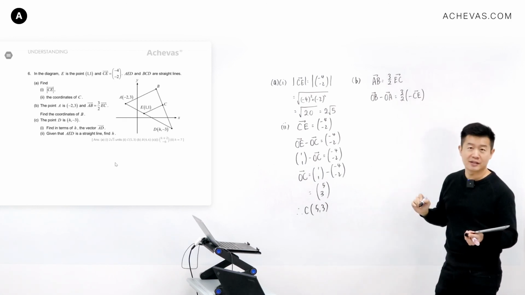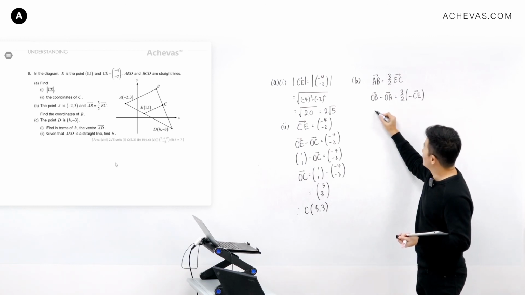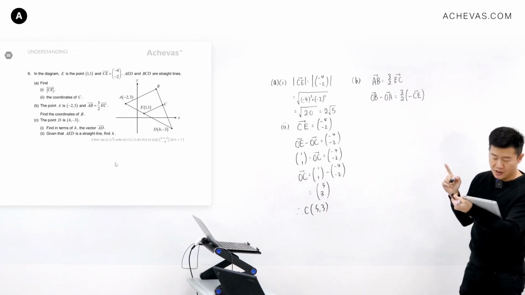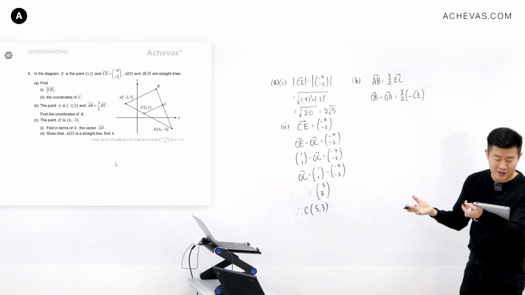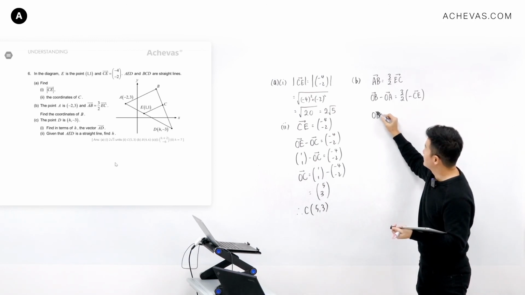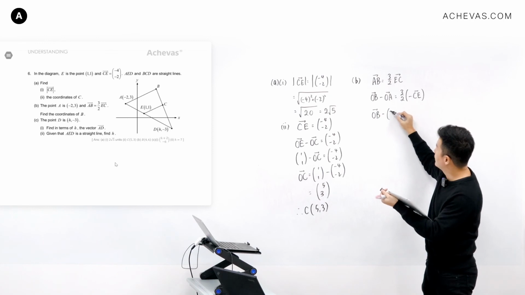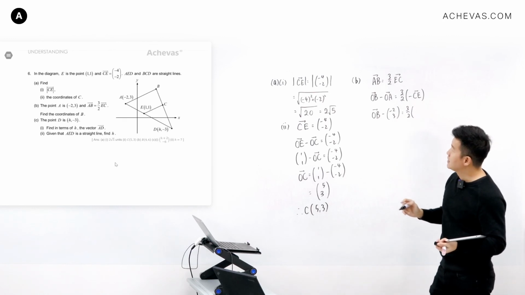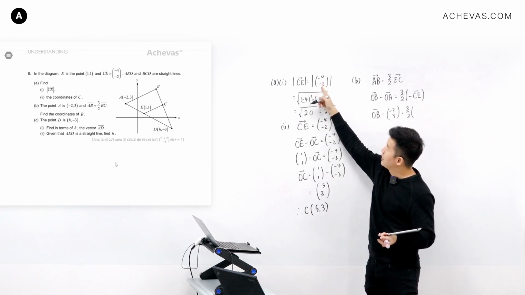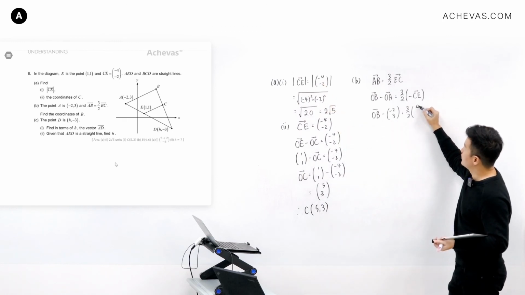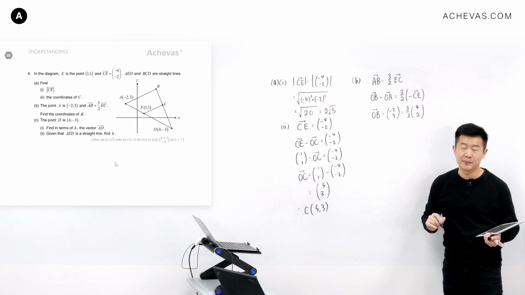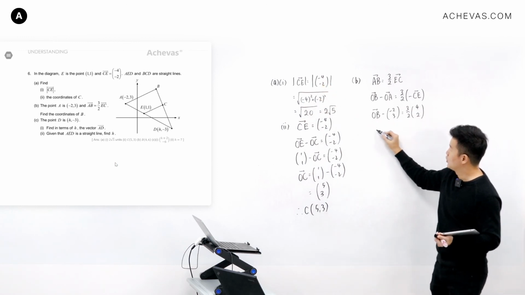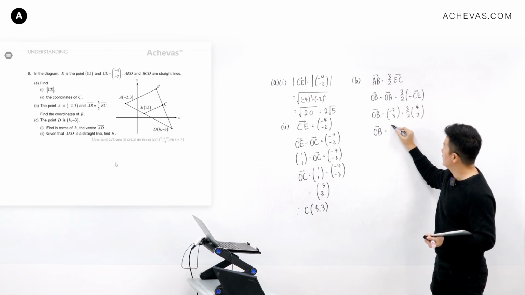So we are going to be working on OB, which we are supposed to find. I'm going to leave OB as it is, minus OA. OA is minus 2, 3. This is equal to 3 over 2 times minus CE. CE was given to us as minus 4, minus 2. So the negative of minus 4, minus 2 is 4, 2.